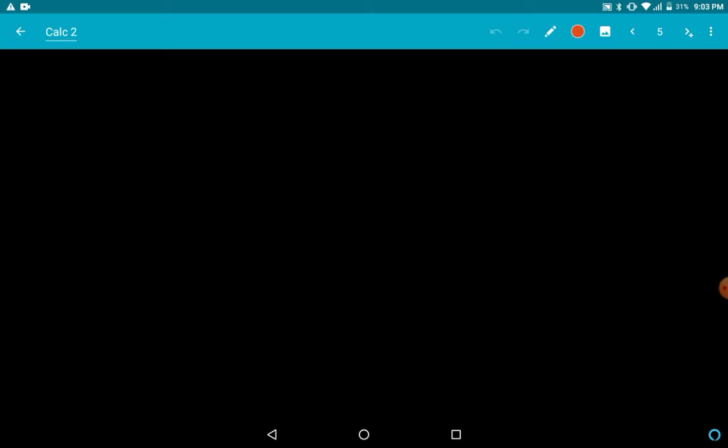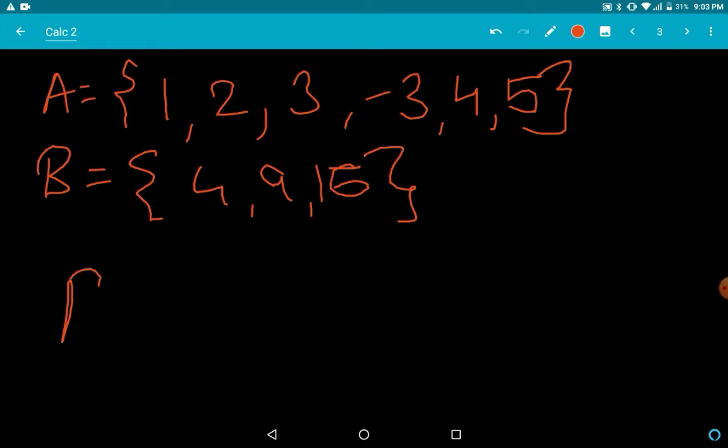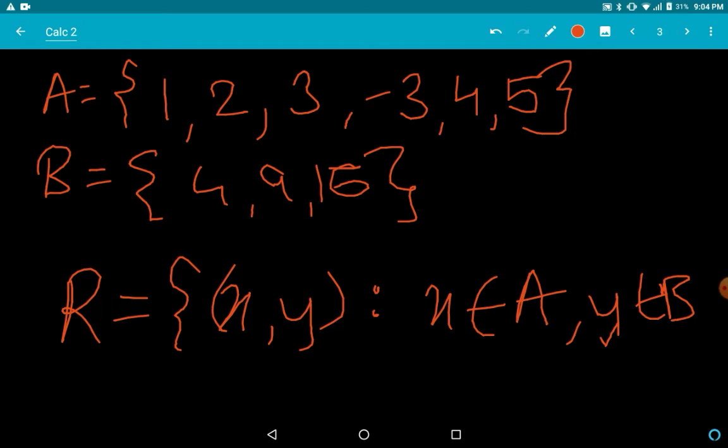Oh, I did not say the relation. Let me go to the first page. I want to build such a relation such that X and Y are an ordered pair, obviously, and such that X belongs to obviously A and Y belongs to B and Y equals X square.